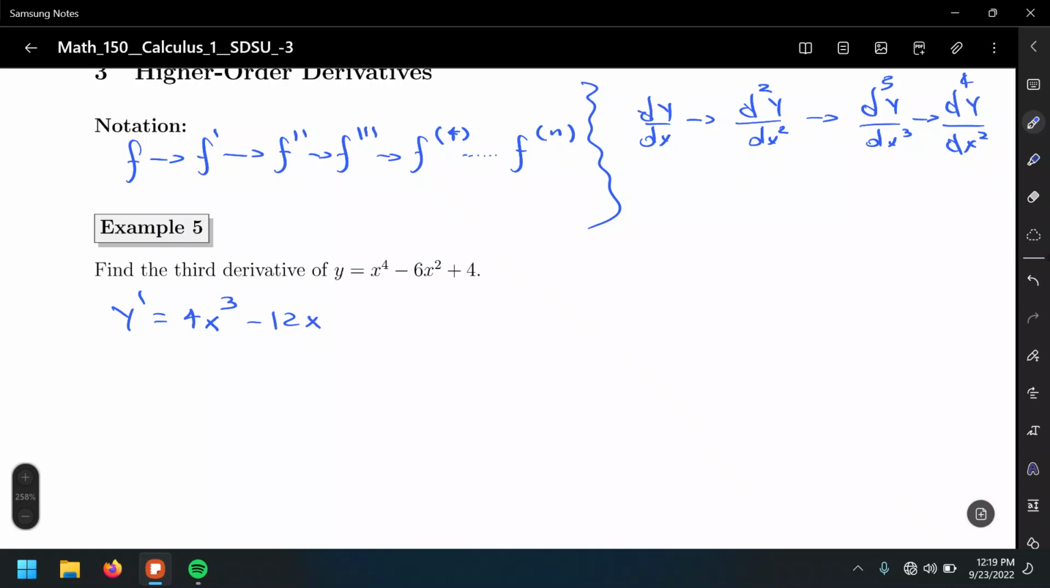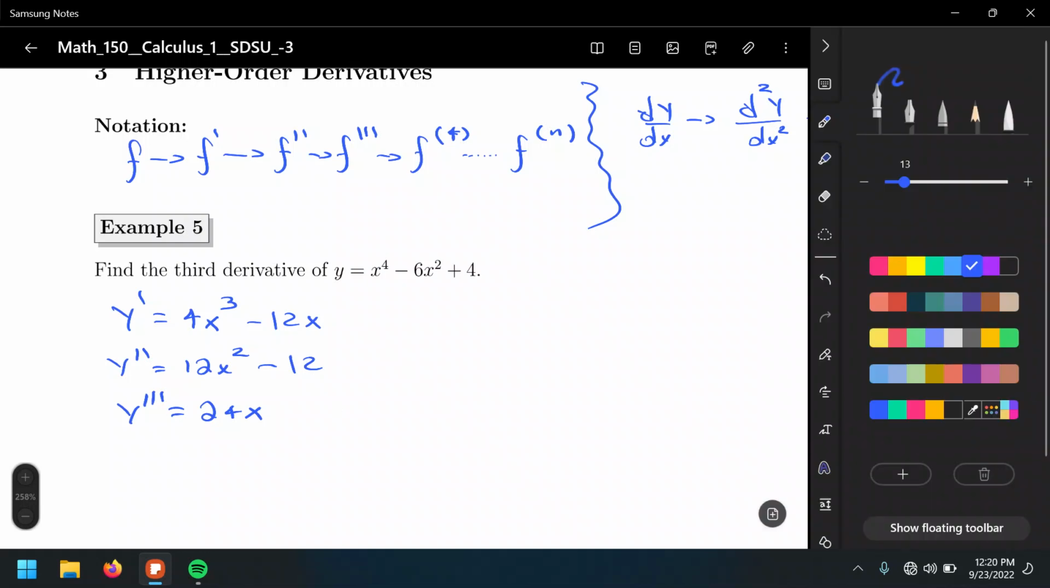The second derivative, y double prime. So 3 times 4, which is 12, x to the 1 minus on the exponent, that's 2, minus the derivative of negative 12x, which is negative 12. So we're done with the second derivative. The third derivative will be, just keep using the same rules. 12 times 2, that's 24x, and the derivative of negative 12, what's that? 0. So we're done.